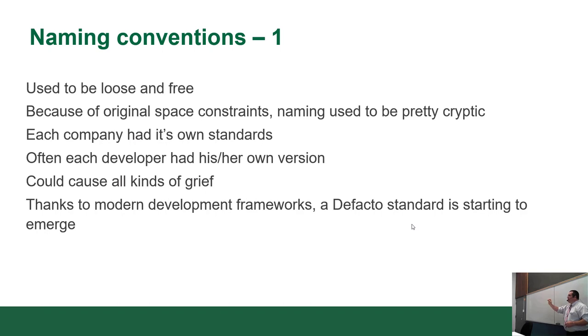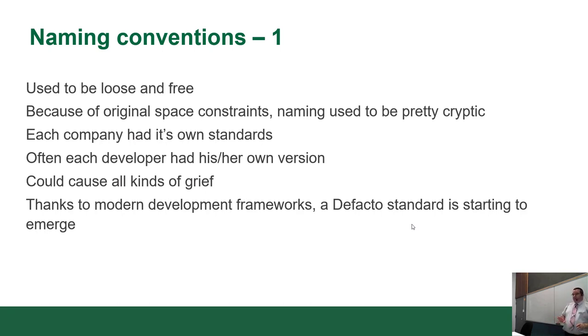Now, when you're in Java, you've probably already had the talk about how you name variables, what they should look like, what your classes should look like. Well, this exists in database land too. The problem is that years ago, this was loose and free. People called their stuff anything they wanted. You never knew what they were going to call their stuff. Even if you had two guys working on the same database, things weren't called the same.